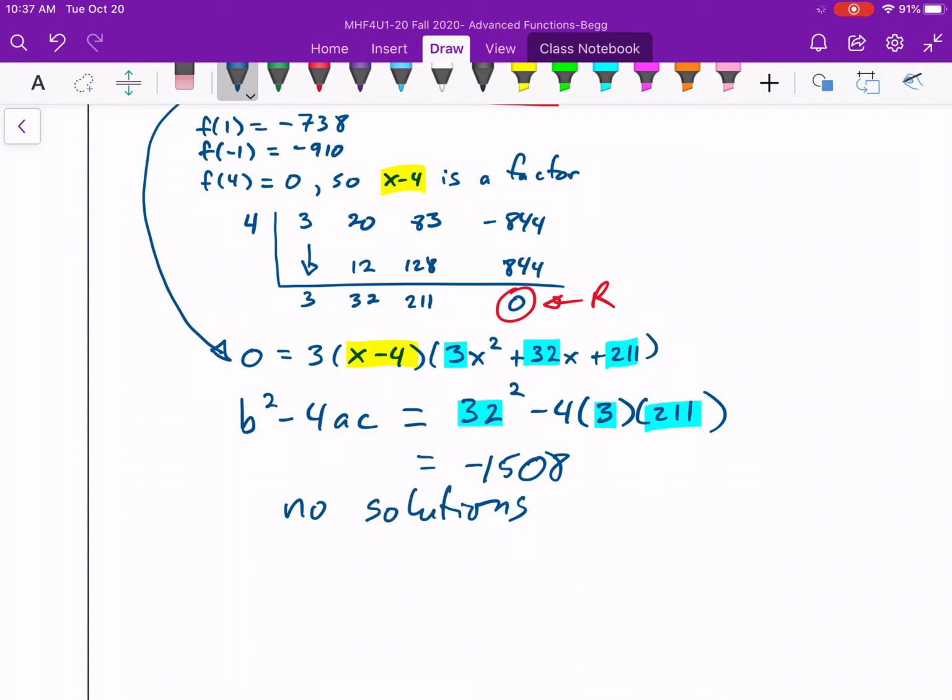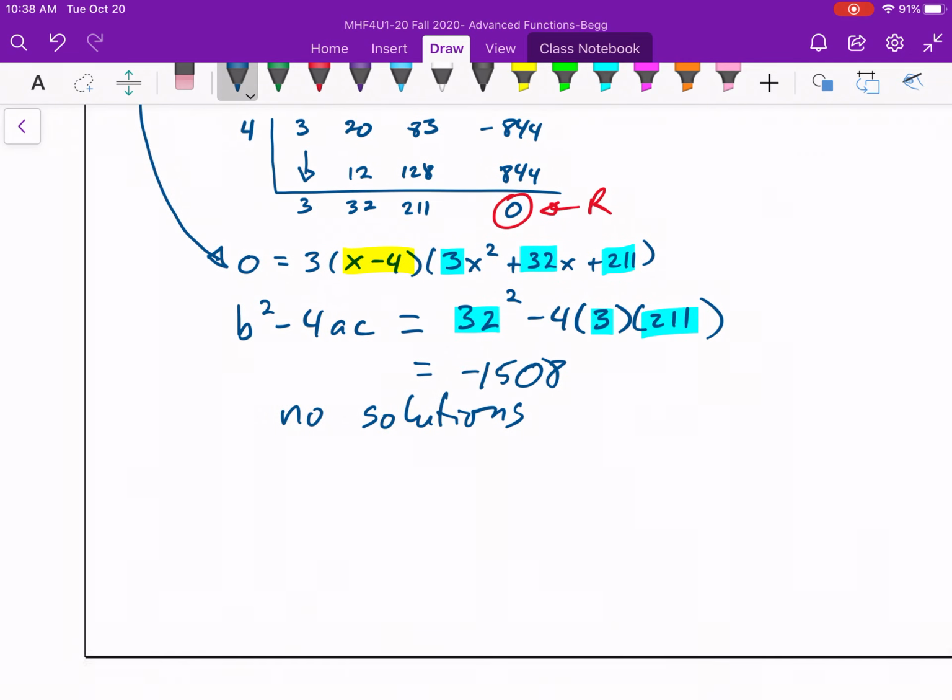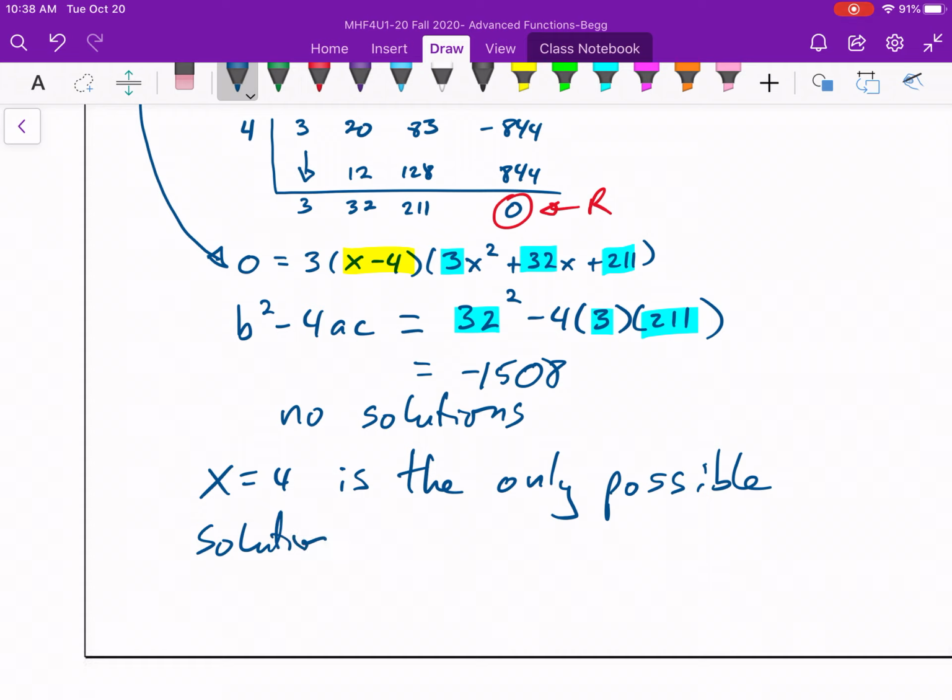So there's no other possible values of x. That means simply that x equals 4 is the only possible solution. And so the wings can be 4 centimeters thick.